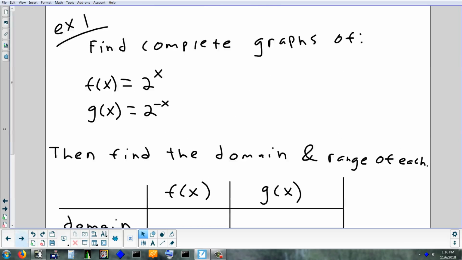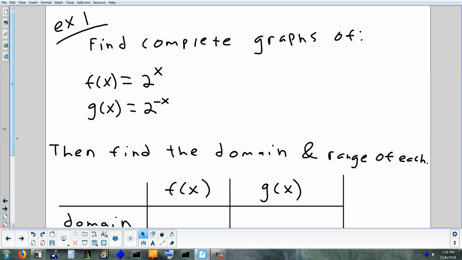Okay, so let's use that idea right here. I want to find complete graphs of 2 to the x and 2 to the negative x. Now, this isn't necessary, but it's going to help me to make another point after this. How can I rewrite 2 to the negative x? So there is no negative exponent there. Yeah. Exactly, 1/2 to the x.